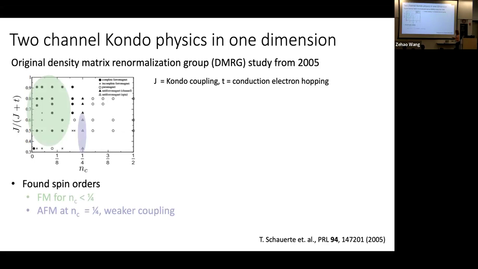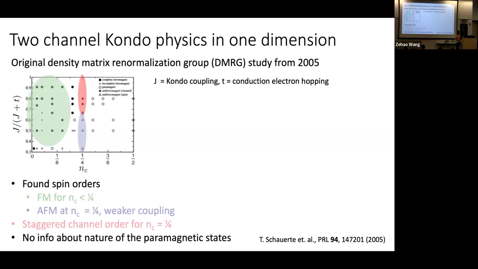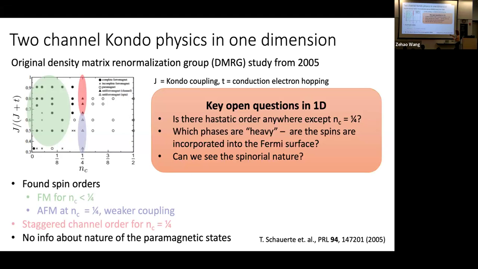And what they find here is a little hard to read, so I'll just interpret. This is ferromagnetism for less than quarter filling. They find antiferromagnetism exactly at quarter filling for weak coupling. They find a staggered channel order, which is antiferrohastatic order, exactly at quarter filling. And then they have a bunch of other paramagnetic states that they don't give you any information about. They even find a paramagnetic state at half filling. So we came at this and thought, well, okay, they found static order at quarter filling. That's already really cool. That's where it's an insulator, so it's particularly stable and easy to find.